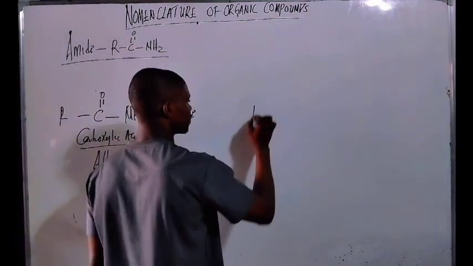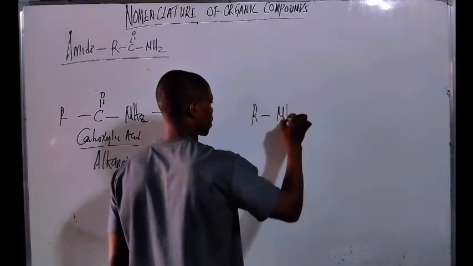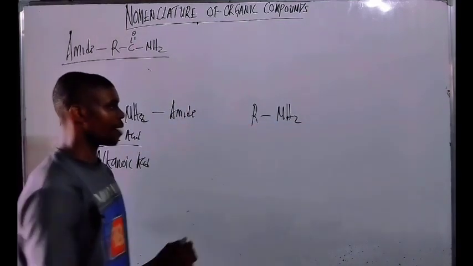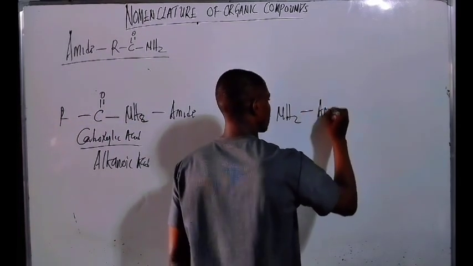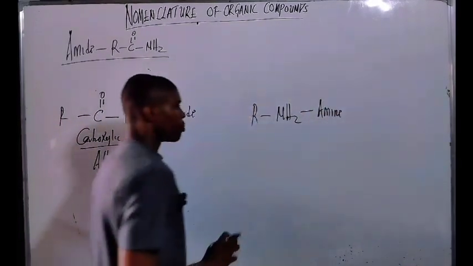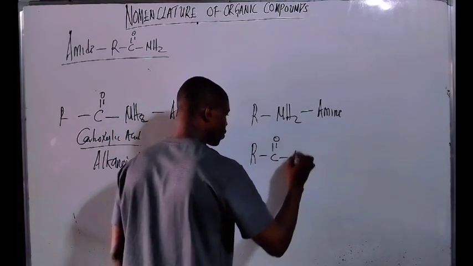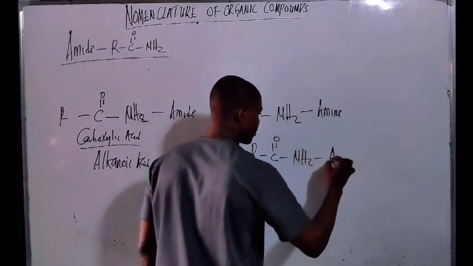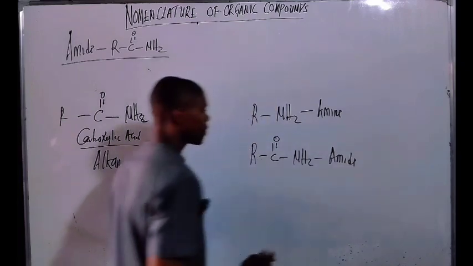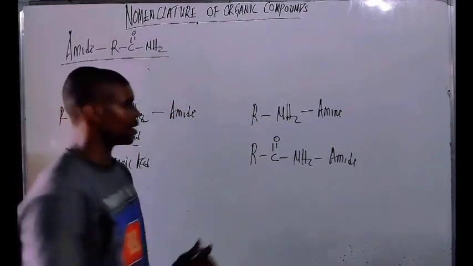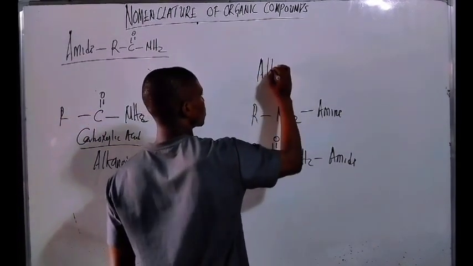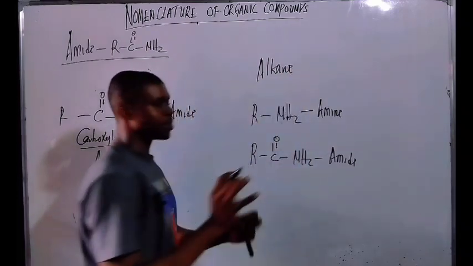Please differentiate between amide and amine. Amide is like this. But amine is like this. This is called amines. Now, both of them are derived from the alkanes. Both of them are derived from the alkanes.